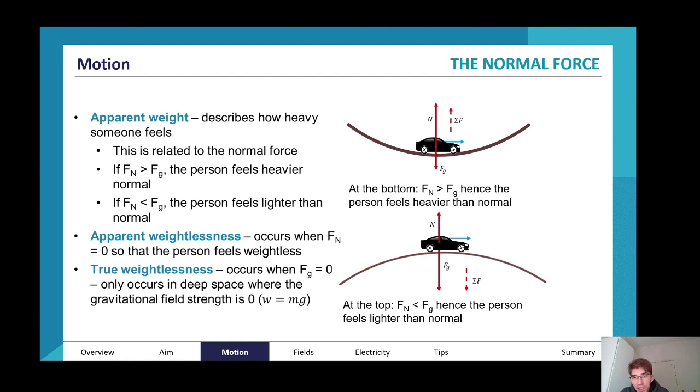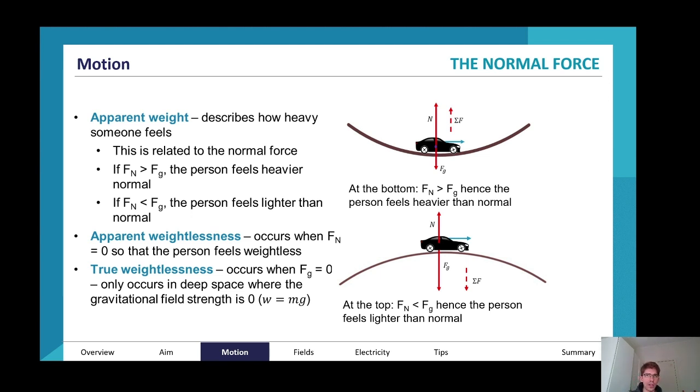But if the normal force is less than the weight force, like in this example, you're going to feel lighter, right? At the top of the circle. So if you were in this car, you would feel lighter, because the normal force is less than the weight force. Apparent weightlessness occurs, therefore, when the normal force is equal to zero. So let's say this car is climbing up the hill, and at the top it loses contact with the ground. When it loses contact with the ground, there is no normal force. It's equal to zero.